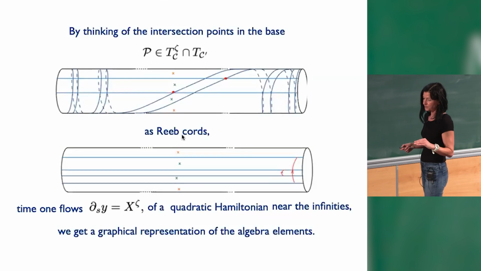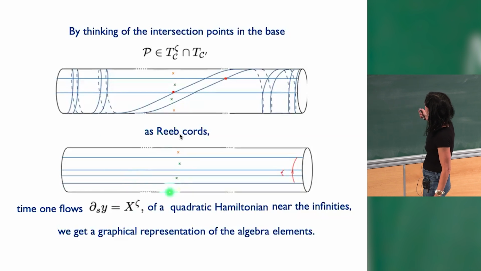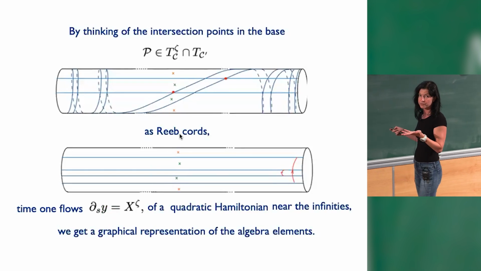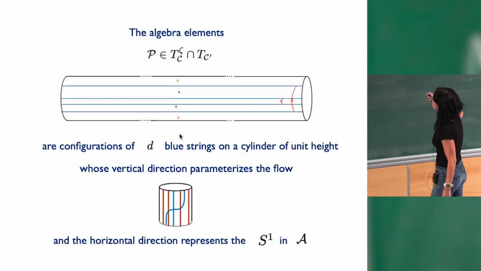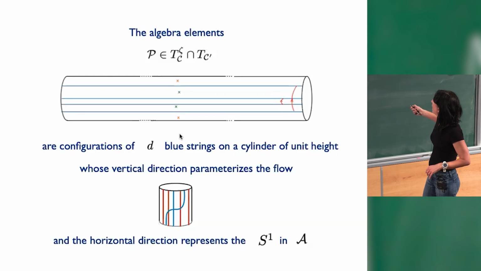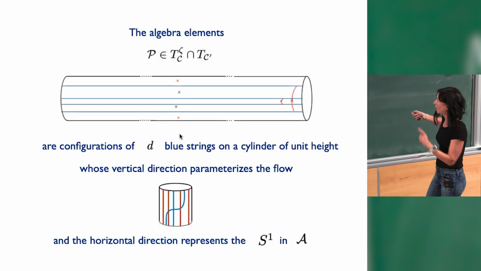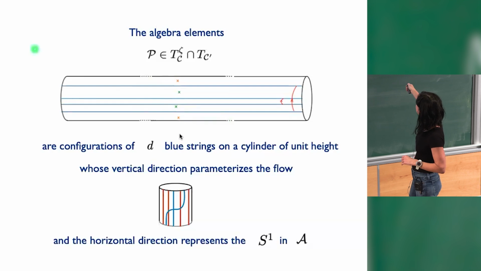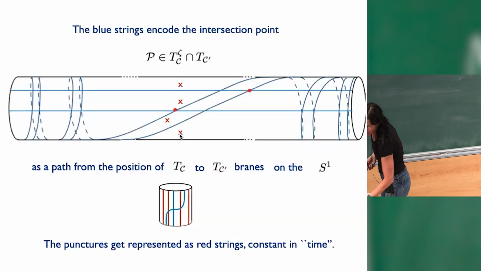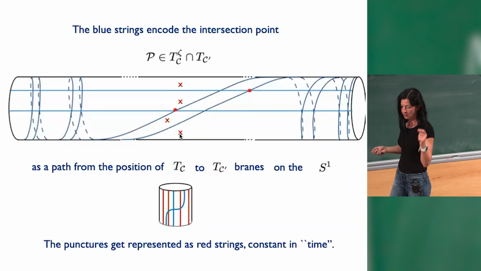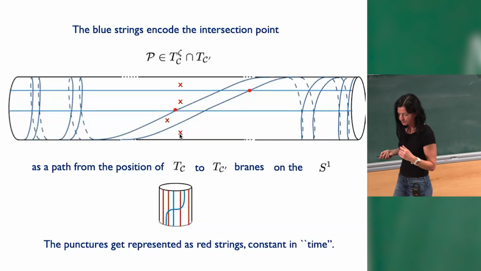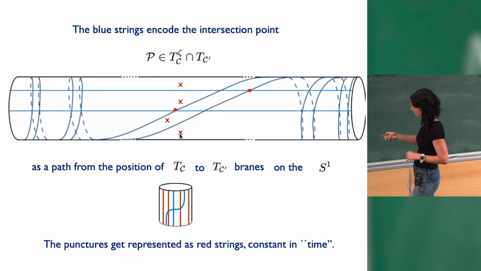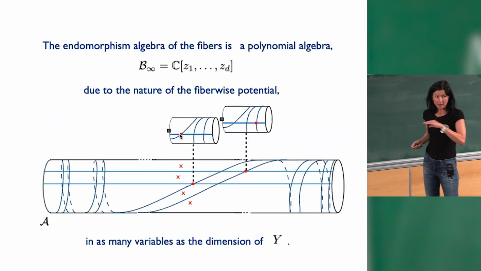So thinking about the intersection points in the base as Reeb chords, which are time one flows of a quadratic Hamiltonian to infinity, you can get a graphical representation of the intersection points. The algebra elements are just configurations of blue strings on a cylinder of unit height. The vertical direction parameterizes the Reeb flow, whereas the horizontal direction of the cylinder represents the S1 in the Riemann surface. So again, the blue strings encode the intersection point of the A-branes as a path from the bottom to the top of the cylinder, and the punctures get represented by strings that are constant in time. So this is just the intersections in the base.